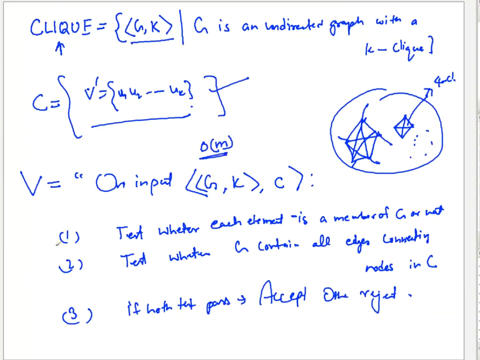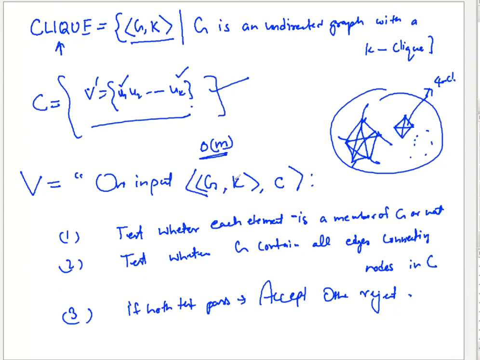Now, how much time does each step take? Testing whether each element is a member of G or not. C is actually a set of k vertices. You have to verify whether the first vertex is part of the graph or not, then the second vertex, then the third vertex, likewise. So it will take k steps to check whether each vertex is part of the graph or not.